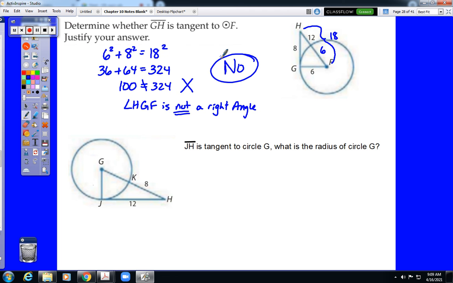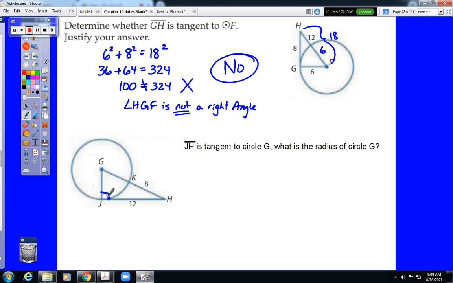Okay, so now we're going to go the other direction. So this time they've told us that JH is tangent to circle G. Now what that tells us, this part right here, JH is tangent to circle G, what that tells us is that angle J in the triangle must be a right angle. Now ask, what is the radius of circle G?